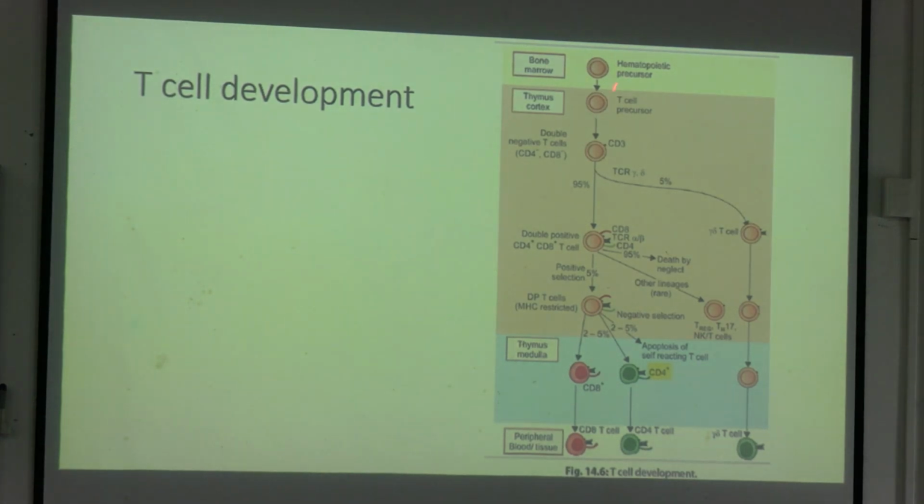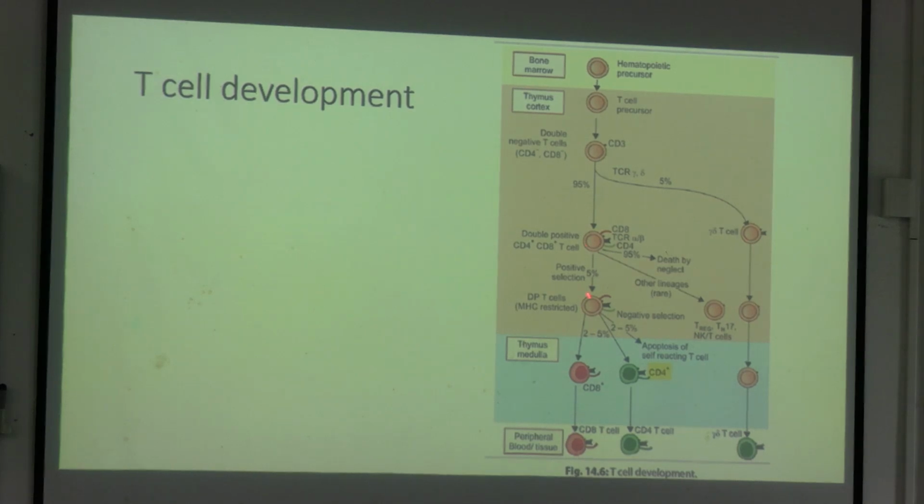Now you see here in the bone marrow there is a hematopoietic precursor. Bone marrow থেকে কোথায় এলো? The thymic cortex. From the thymic cortex, the T cell precursor develops from the hematopoietic precursor. সেখান থেকে the double negative T cell, that is CD4 negative, CD8 negative T cell, develops. তাহলে কি হলো? T cell precursor থেকে double negative T cell, সেখান থেকে কি হলো? When the T cell receptor complex develops, they develop either a gamma delta T cell or a double positive T cell, that is the CD4 CD8 antigen positive T cell.